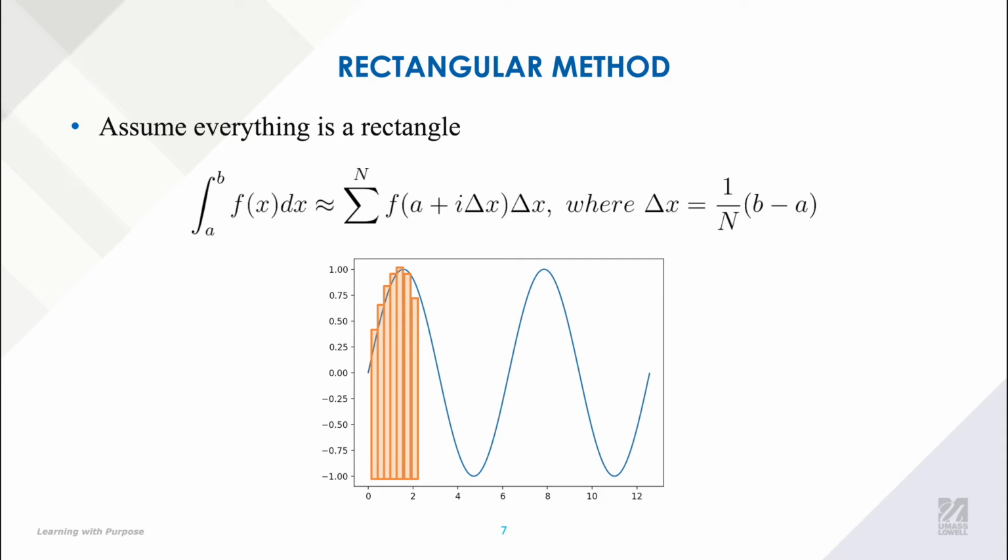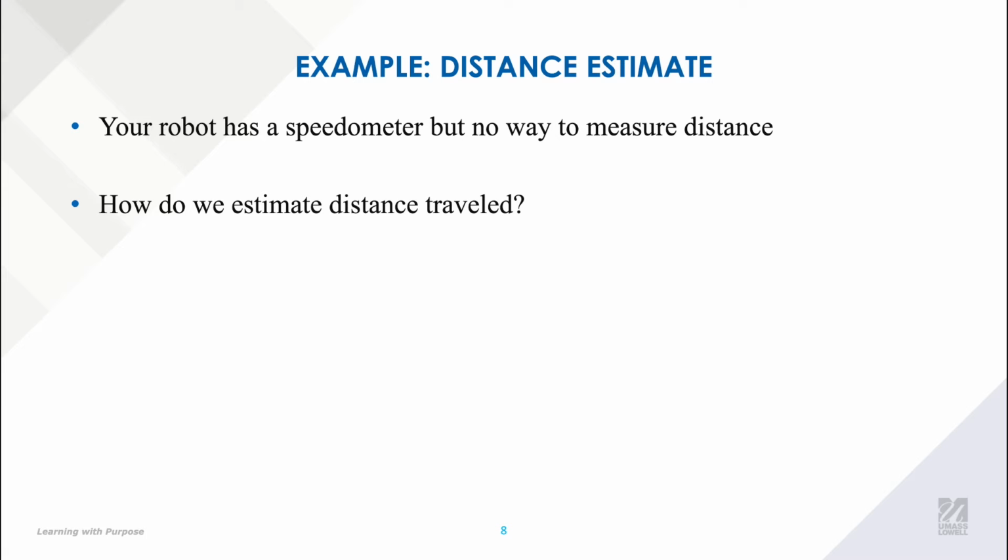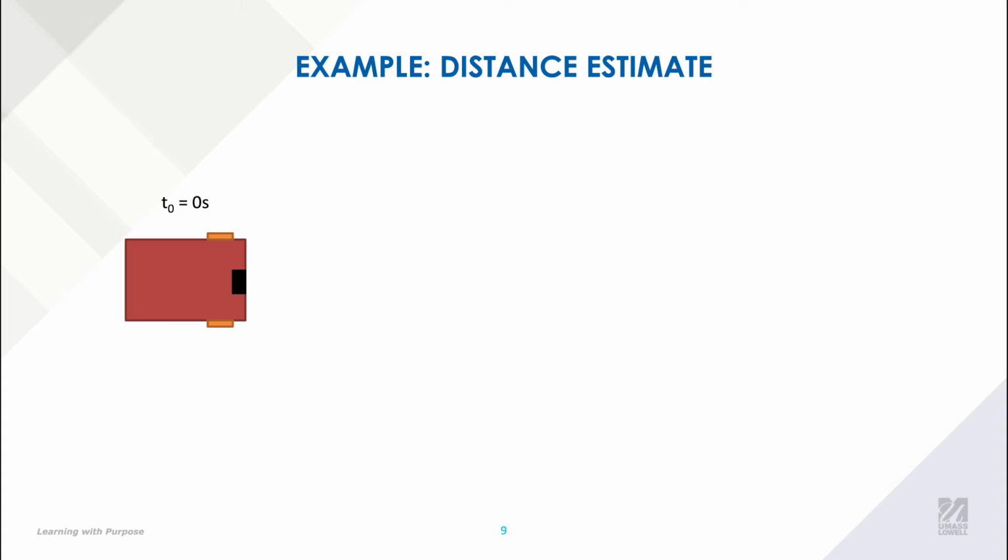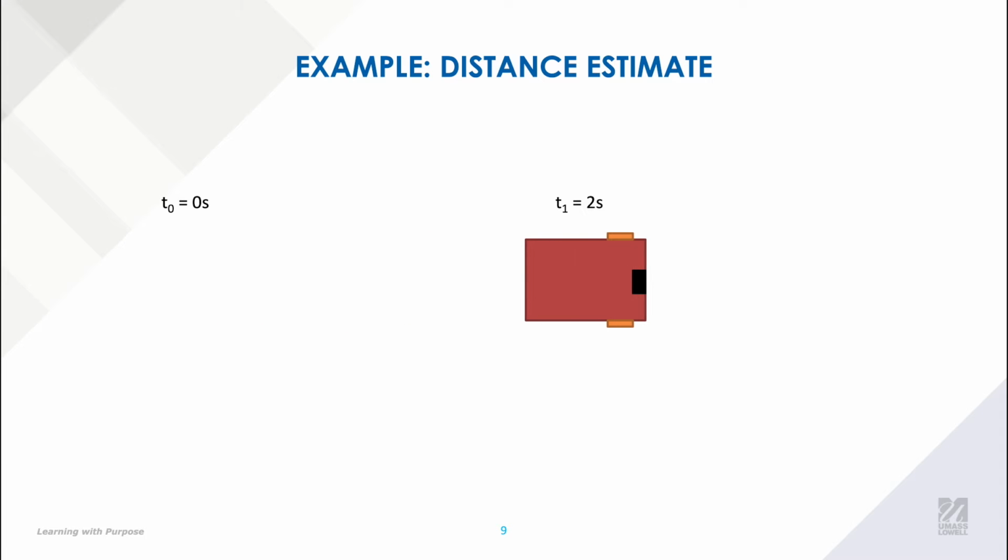Let's do an example here. Let's say that your robot has a speedometer, but no way to actually measure the distance it's traveled. So how do we then estimate the distance it's traveled? How do we integrate over that? So starting at t0 equals 0, you start in some position, so we'll call it distance 0. You drive for a bit. At t1 of 2 seconds, you get an update. The update says you've been traveling 0.75 meters per second over these last 2 seconds.